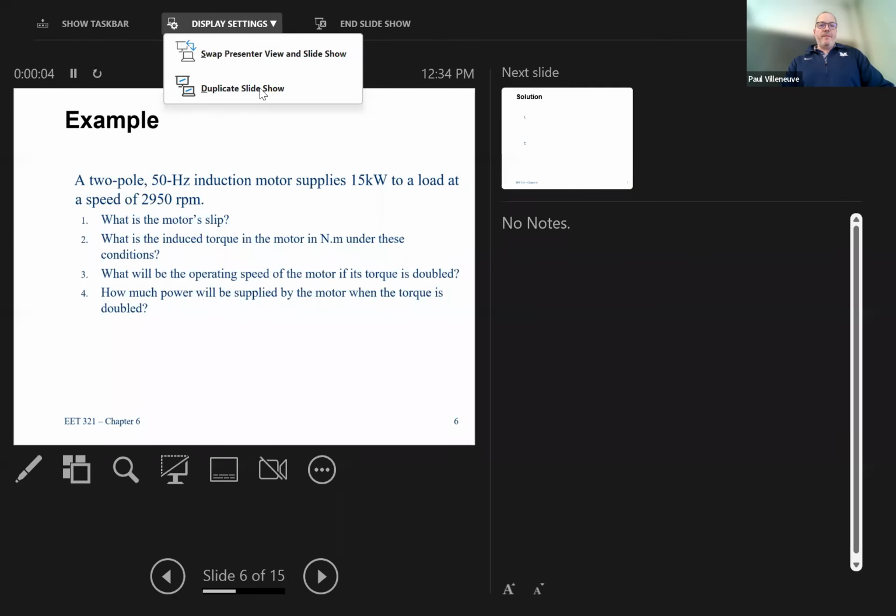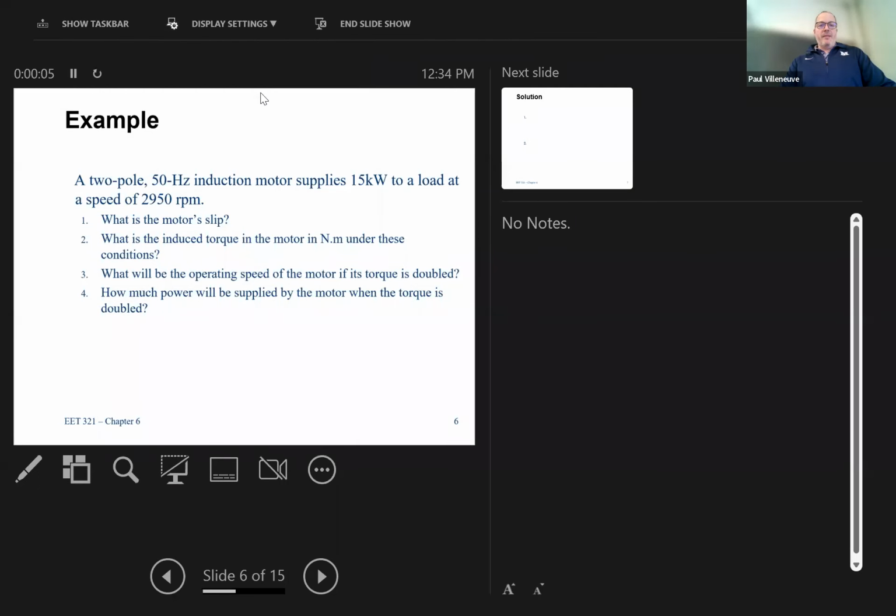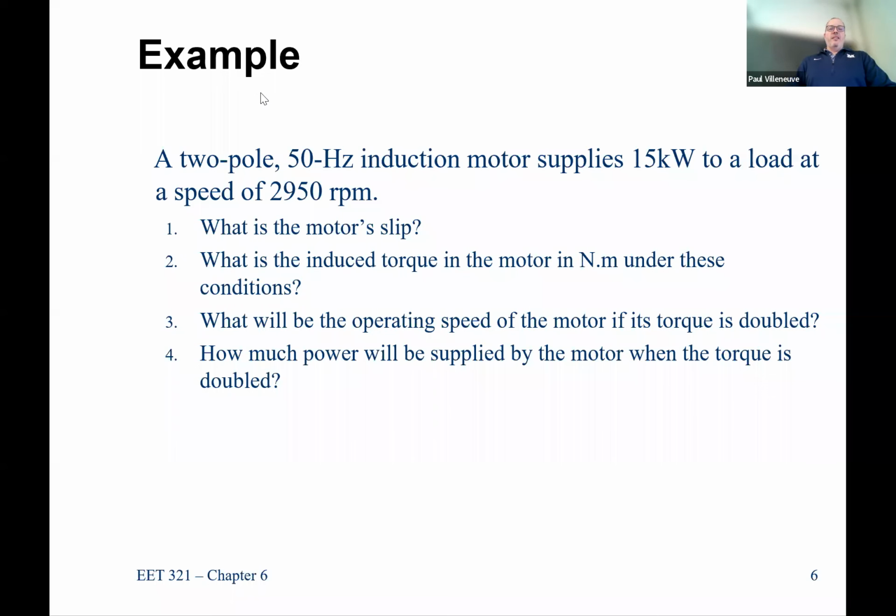Here we go. All right, so let's look at a different case, and we're just going to mix it up a little bit with frequency just to show that all the calculations and work are exactly the same. So we have a 2-pole 50 hertz induction machine. So 50 or 60 hertz, it doesn't matter. It's supplying 15 kilowatts to a load, and its speed of operation, not its synchronous speed, is just under 3,000 RPM.